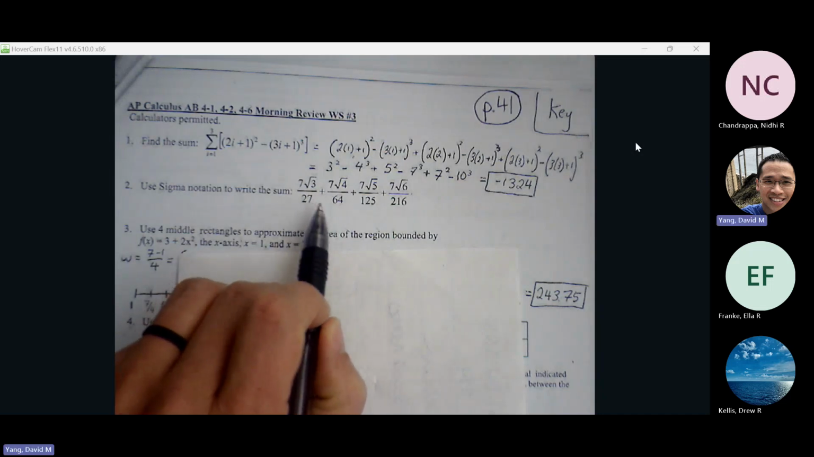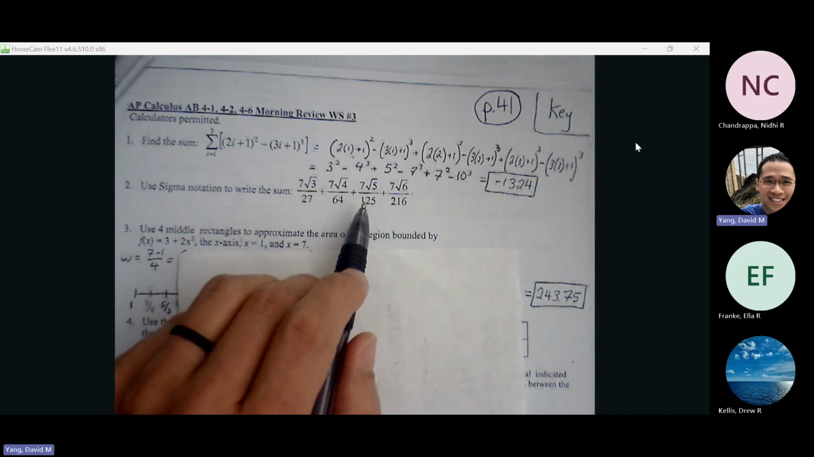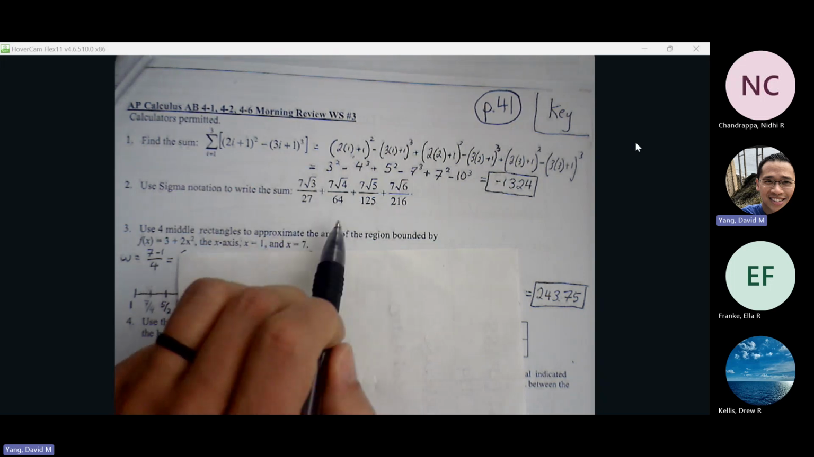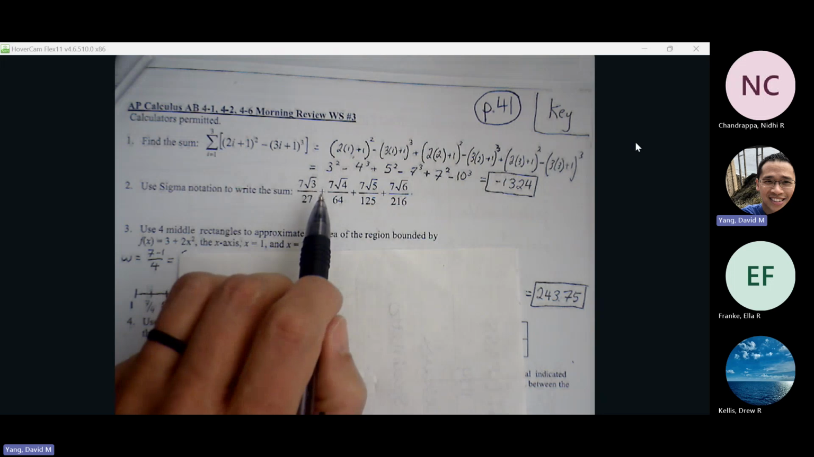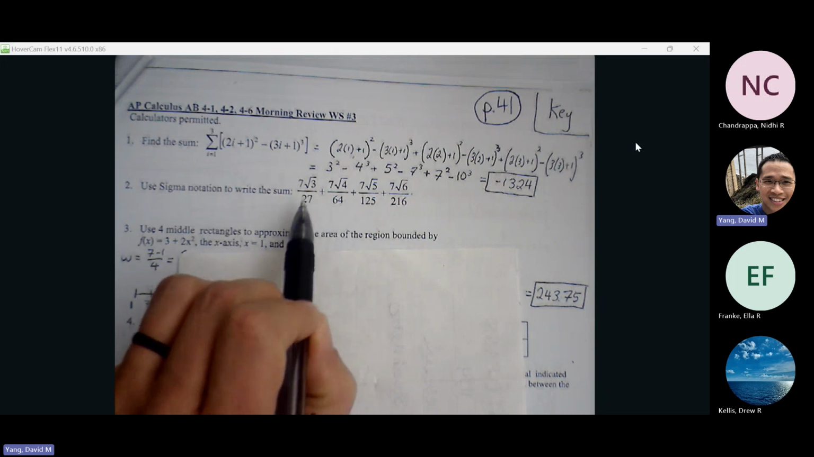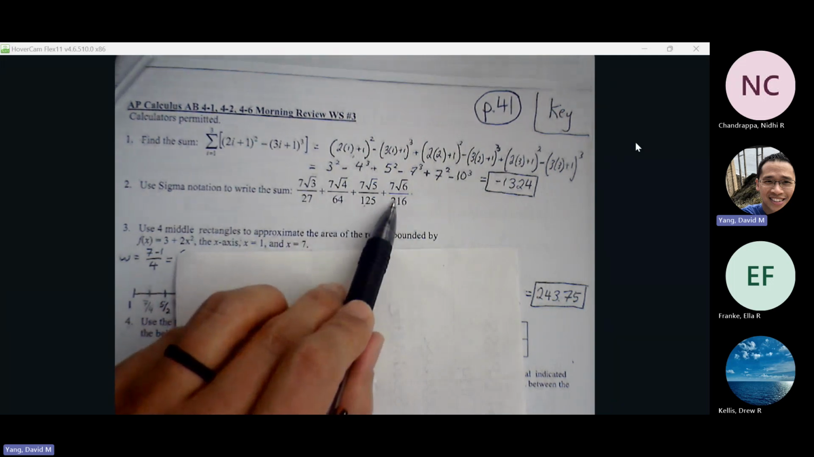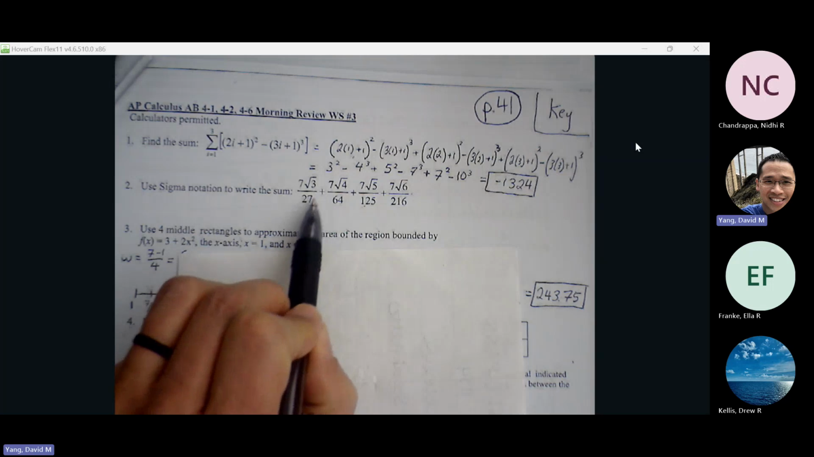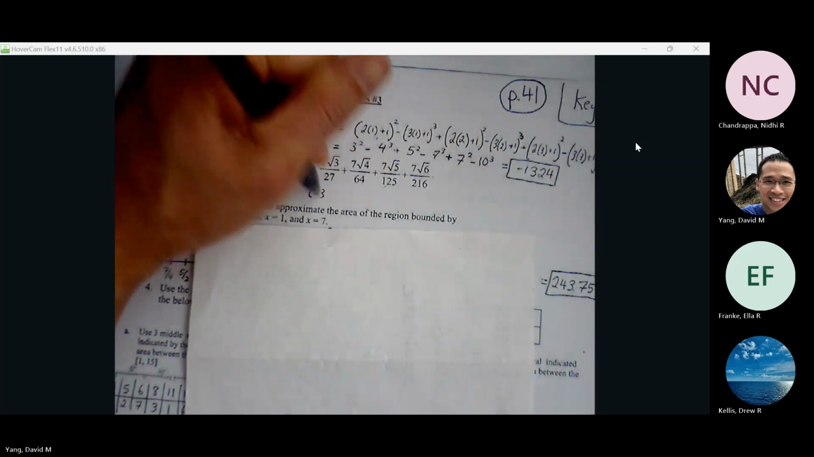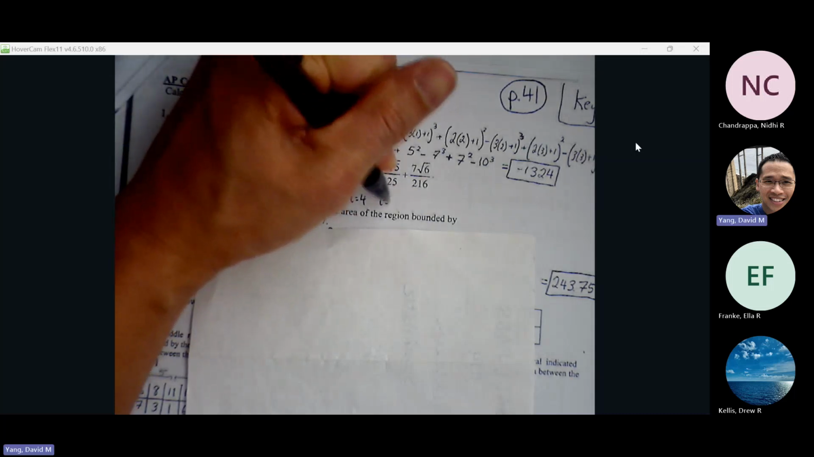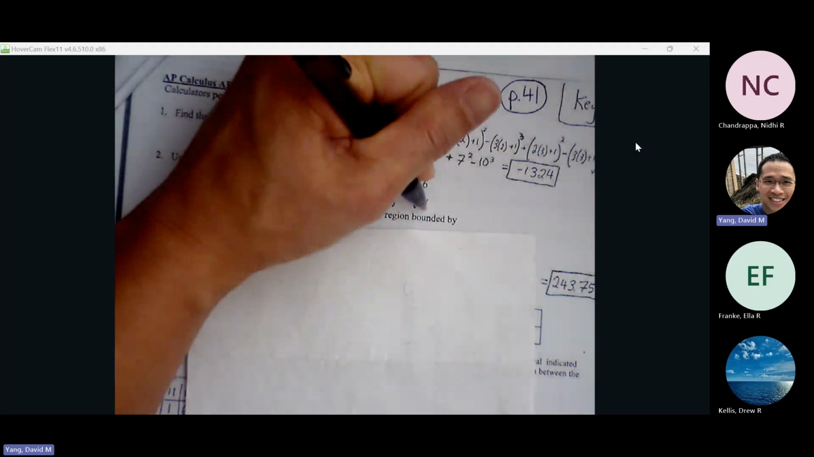Number 2, use sigma notation to write the sum. Now, when you write the sum, there's potentially more than one way to write it. We could create a formula starting at i equals 1, but it feels more convenient to start at 3, since 3 and 27, 4 and 64, 5 and 125, 6 and 216 have a nice connection between these numbers. So I'm going to start this one at i equals 3. And then i equals 4 should produce this next term, i equals 5, and then i equals 6.